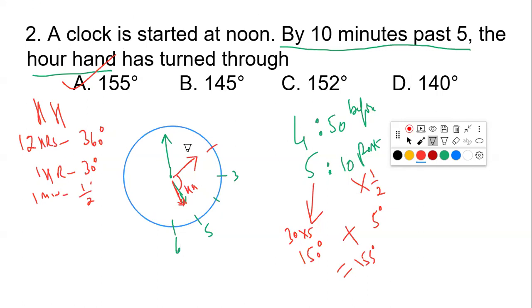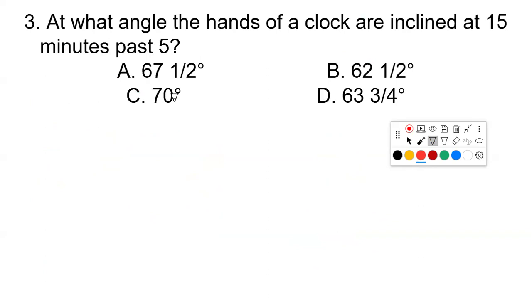Okay, so let's go forward now. At what angle the hands of a clock are inclined at 15 minutes past 5? So you know one is angle based questions. So this is angle based questions. For angle based, you simply take minute hand, hour hand. It is under modulus. We don't go by negative values. Just the difference we will find. The difference between the minute hand and hour hand is your answer.